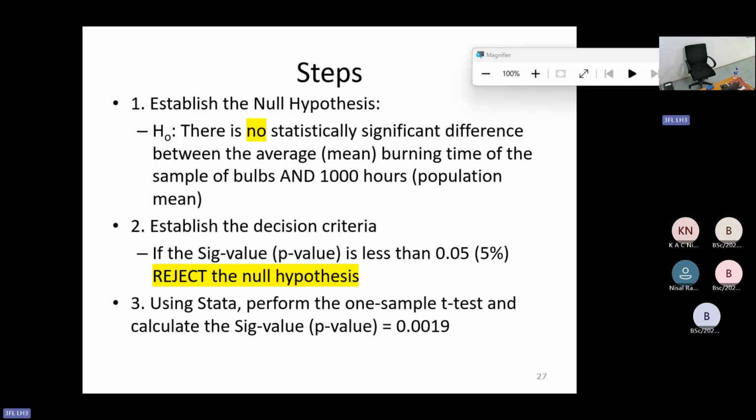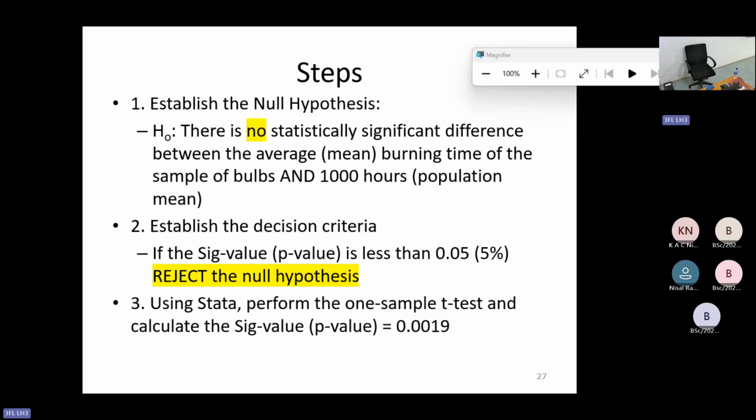You have to test whether this sample mean of 800 is equivalent to the 1,000 hours. That's the expected population mean, that's the standard. Then establish the decision criteria.